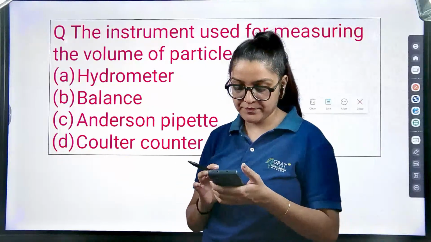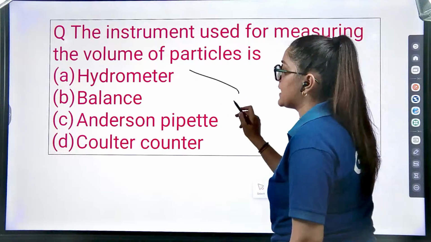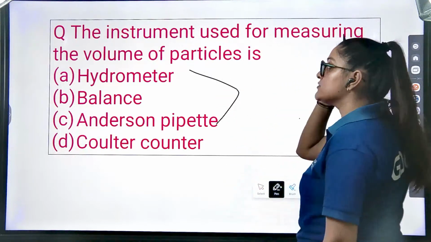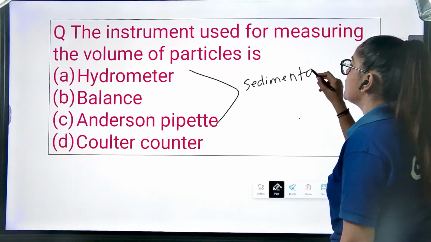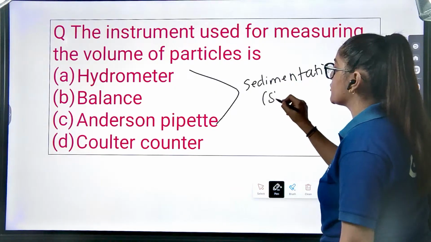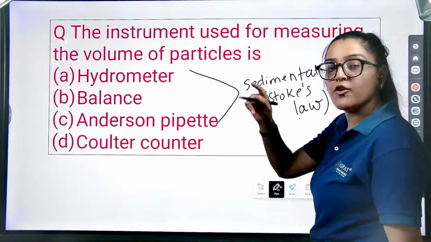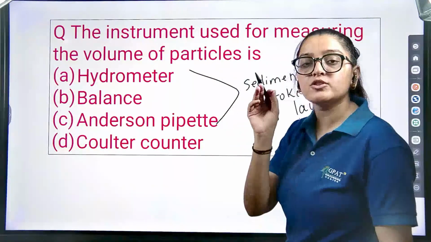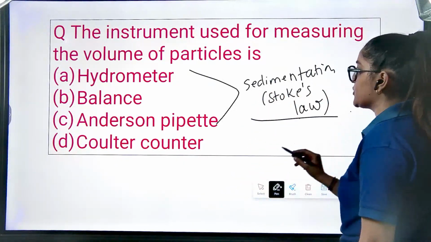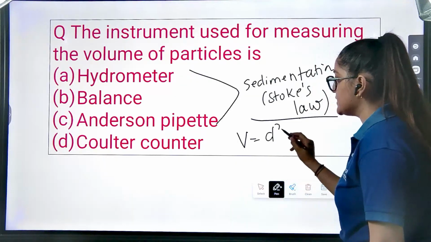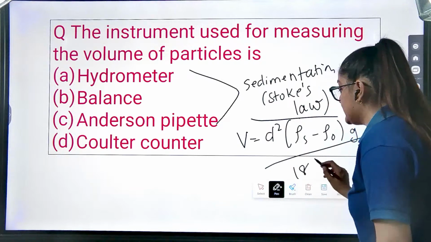Very simple. Right, because we have seen that the hydrometer, balance and the Anderson pipette method were a part of the sedimentation method, in which we have seen the Stokes law equation. I will repeat it over and over again till you remember the equation from today's class itself. If you remember it even 1%, write it with me. What is this Stokes law equation? It is V equals d square (rho s minus rho naught) g upon 18 eta.